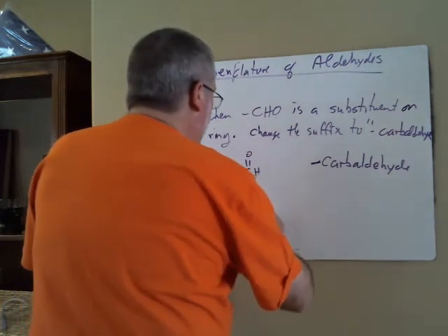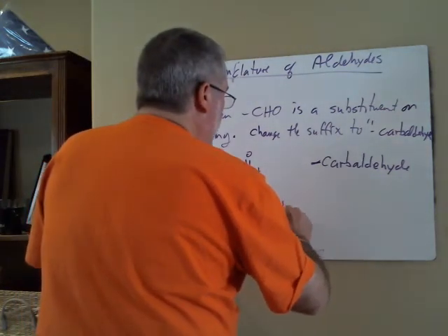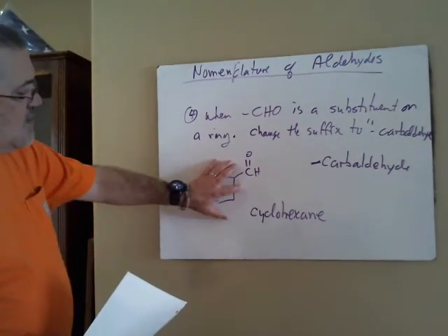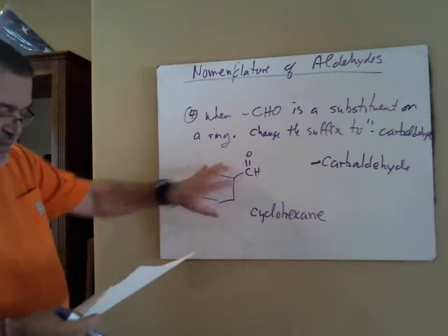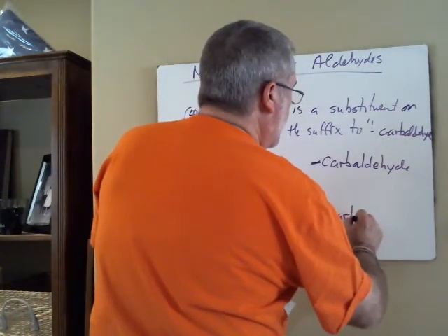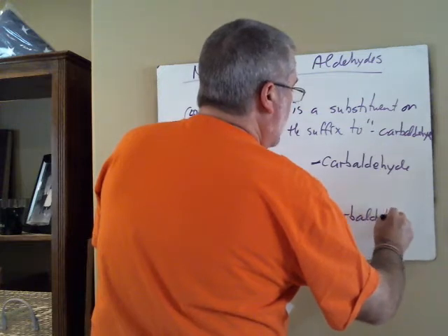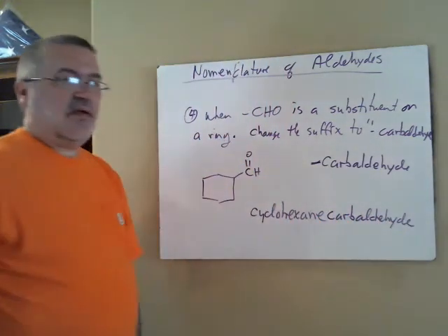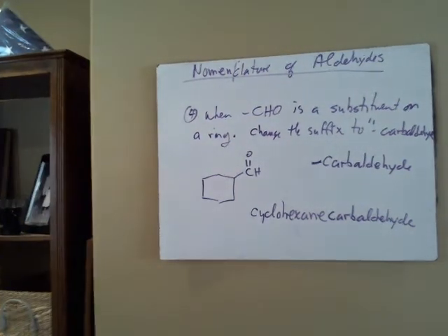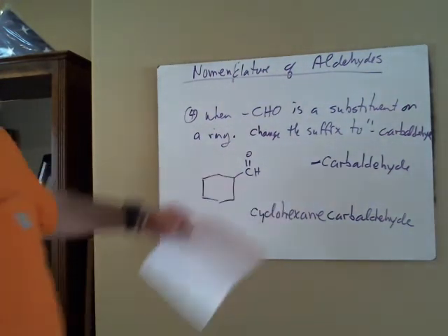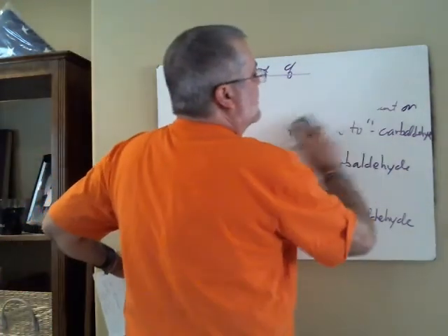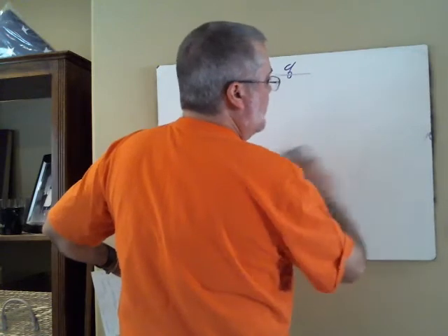So cyclohexane, right, is the name of the ring, and then you just add carbaldehyde to the end of it. Okay, so that's kind of a simple case. All right, everything you need to know about naming aldehydes is right there. Okay, so that brings us to nomenclature of ketones.